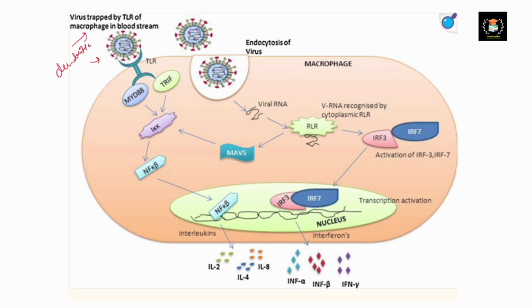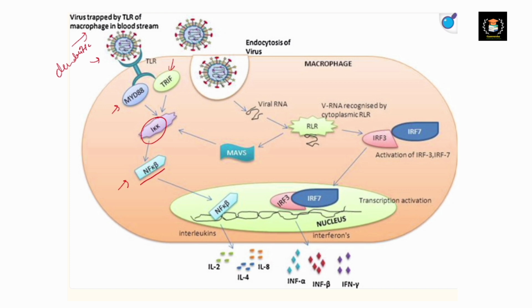When the virus is trapped by a toll-like receptor, what will happen? Several adapter molecules like MYD88 and TRIF are activated. These are adapter molecules. First the virus is trapped by dendritic cells or macrophages, then these adapter molecules MYD88 and TRIF get activated, which in turn activates NF kappa B. How will NF kappa B activate? It is activated by IKK. When IKK activates NF kappa B, then NF kappa B will bind and do its own functioning.